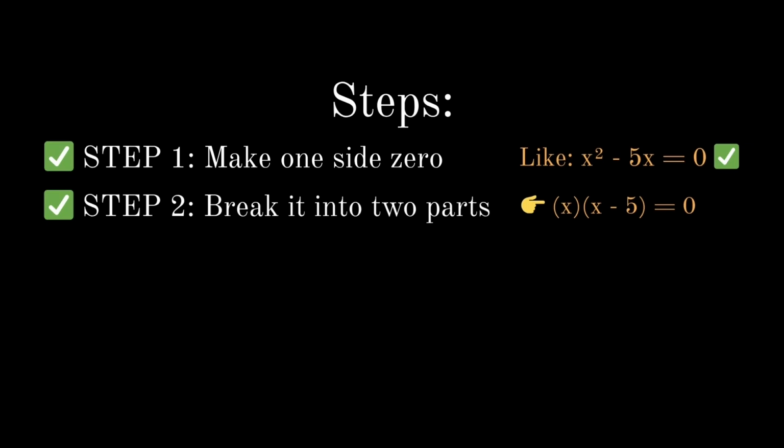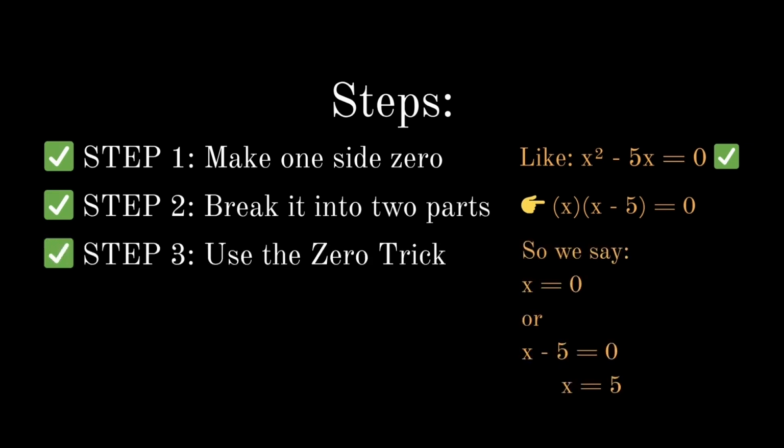And step number 3, use the ZPP rule. If two things multiply to make 0, then one of them must be 0. So we say x equals 0 or x minus 5 equals 0, so x equals 5. That's our answer.